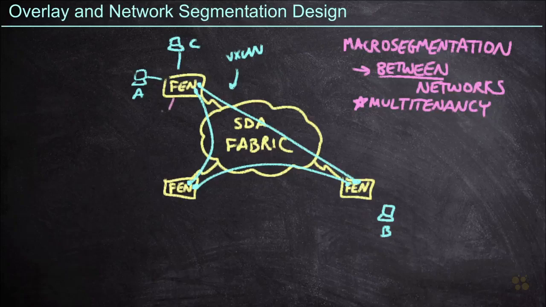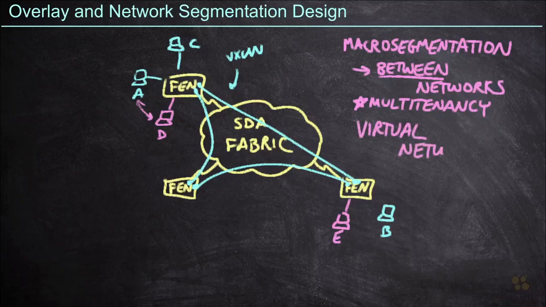So if, for example, in our diagram here, we had client D hanging off of this fabric edge node, but client D belonged to a different company than clients A and C, well, that would be a multi-tenant infrastructure. And maybe over here we have another client, client E, and we need to be able to communicate between clients D and E while preventing clients A and D from interacting, because again, they belong to different networks. The way we handle this in SDA is with the concept of a virtual network, or VN.